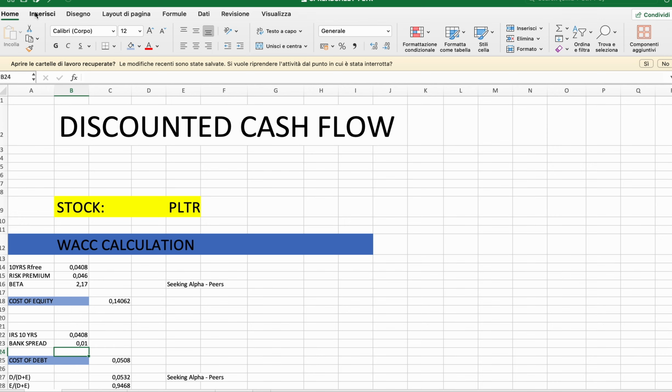So, a few disclaimers. This is not financial advice. Do your own research, and the data that I've taken comes from Seeking Alpha and the New York University website, for the risk premium especially.